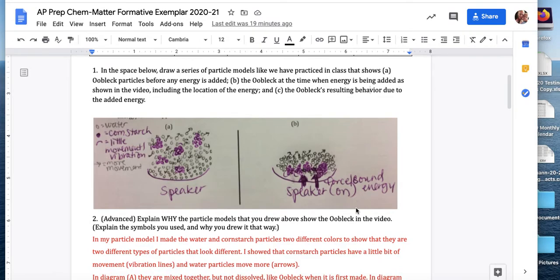For part 2, the communication CER target, on the backside, for the most part, people did quite well with this. The video does support the claim because Oobleck changes state with the addition of sound energy, or if you said vibrations or kinetic energy, that's fine because we have all of those things happening. We can see the physical movement of the speaker, so that's kinetic energy or vibrations. We can hear the sound energy, any of those things works. It's not heat energy, that's the main point. If it was Newtonian, it would change state with the addition of heat energy, and that's not what is happening. So therefore, it is a non-Newtonian fluid.